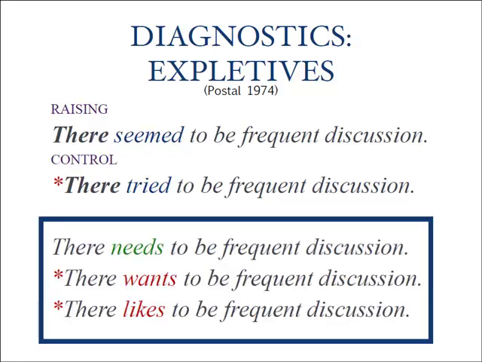So when we do this for our three verbs that we get in the AEP, this is what we get. We have, there needs to be frequent discussion, okay. That tells us need is a raising verb. Want and like don't work for this. So this is telling us that these are control verbs, so they're imposing some restrictions on their subjects.